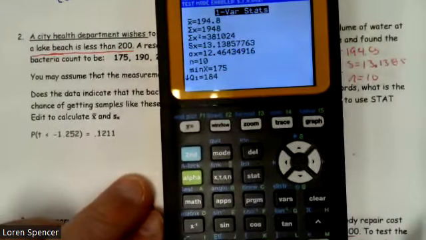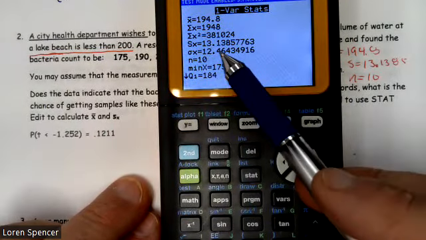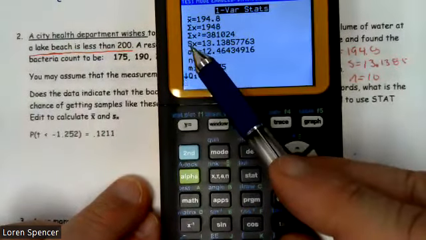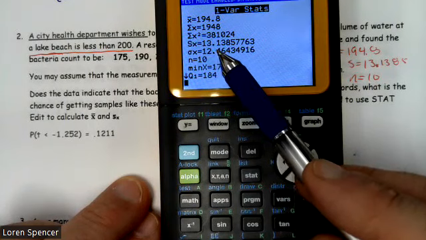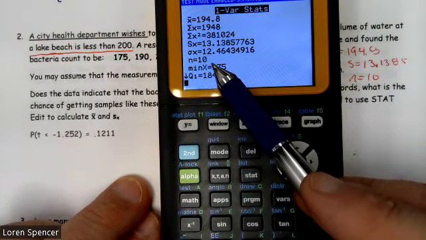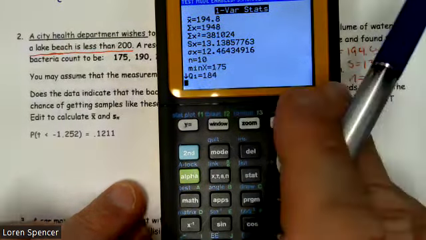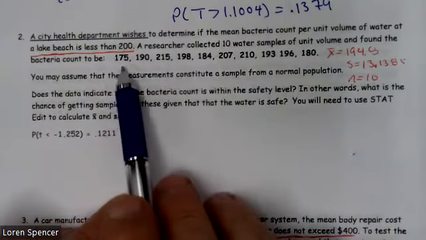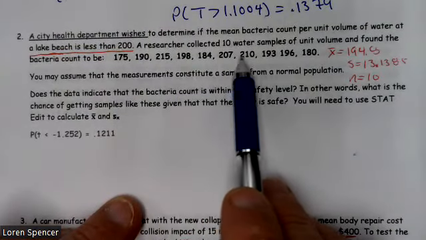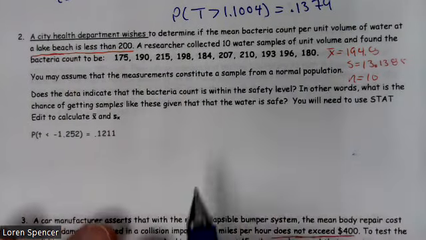We also have a sample standard deviation. Make sure you choose the one with the S. It is 13.1385. We had a sample size of 10, and that's the information that I needed. And 1, 2, 3, 4, 5, 6, 7, 8, 9, 10 data points.